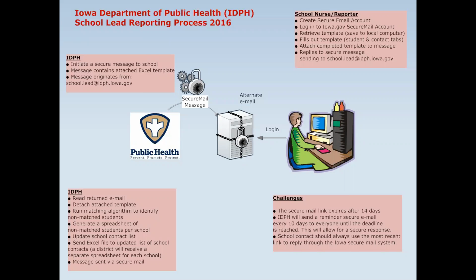The process is going to begin with a secure message sent from the Iowa Department of Public Health. The email account that it will be sent from is listed here in this box, school.led@idph.iowa.gov. The secure message includes instructions in the body of the email and an attached Excel template for collecting information on both students and school contacts.